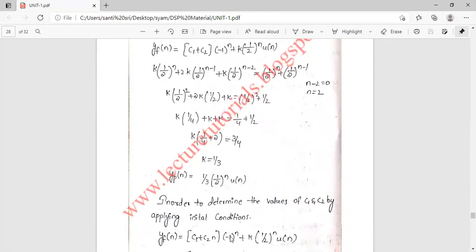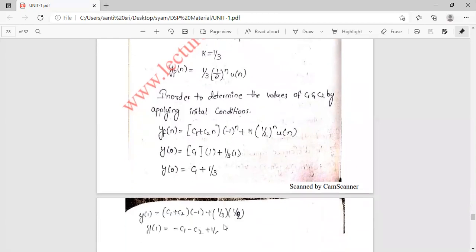In order to determine the values of C1 and C2 by applying the initial condition, that is, y forced response of n is equal to (C1 plus C2 into n) into (minus 1) whole power n plus k into (1 by 2) whole power n into u of n. Put n equal to 0, then it will become C1 into (minus 1) whole power 0, that is 1, plus 1 by 3, k value is 1 by 3, into (1 by 2) whole power 0, that is 1. So y of 0 will become C1 plus 1 by 3.